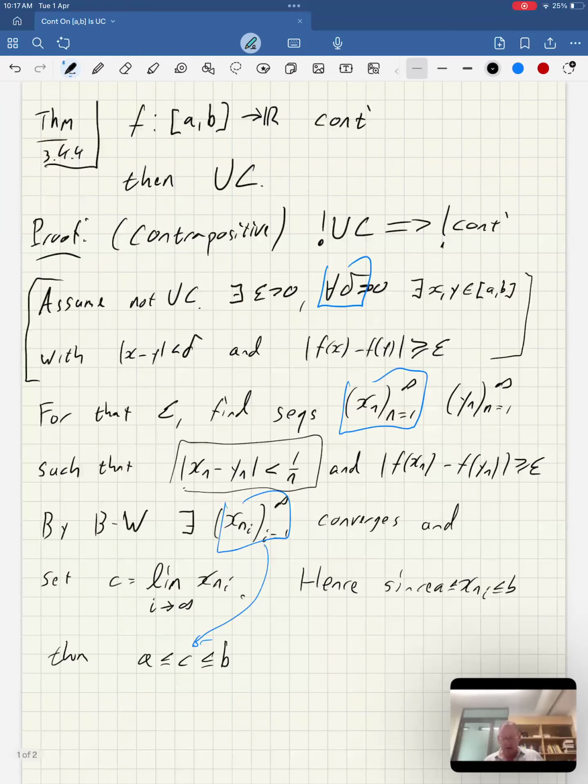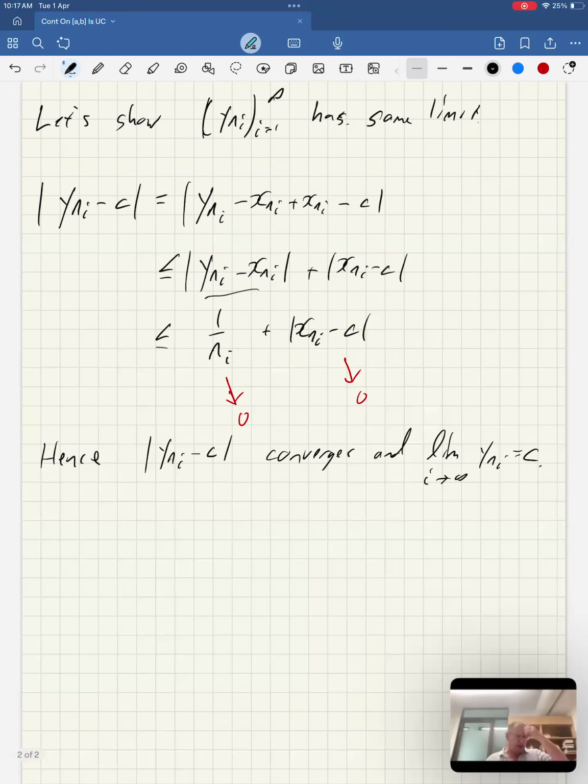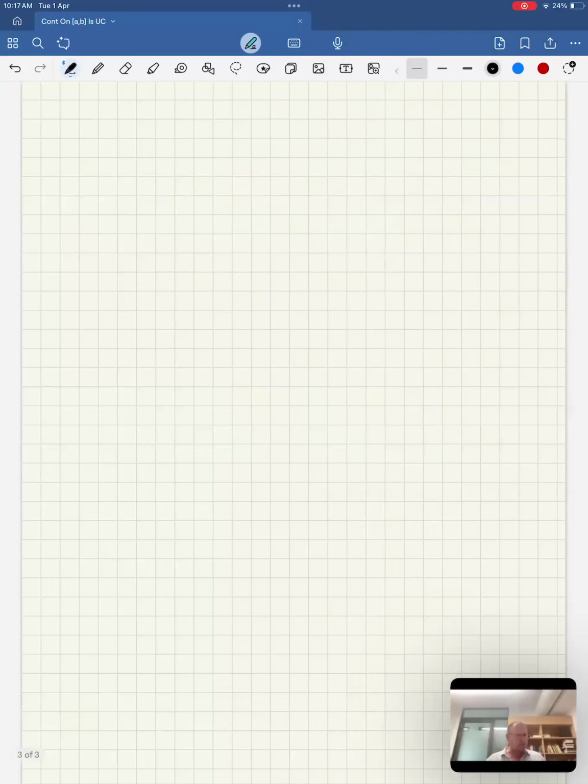So if you take these two sequences that you've constructed, whose difference is less than 1 on n, and then the two subsequences, those two subsequences must both converge to the same value c. Okay, so now we're at a position where we have two subsequences that converge to c. Now let's show f is not continuous at c.